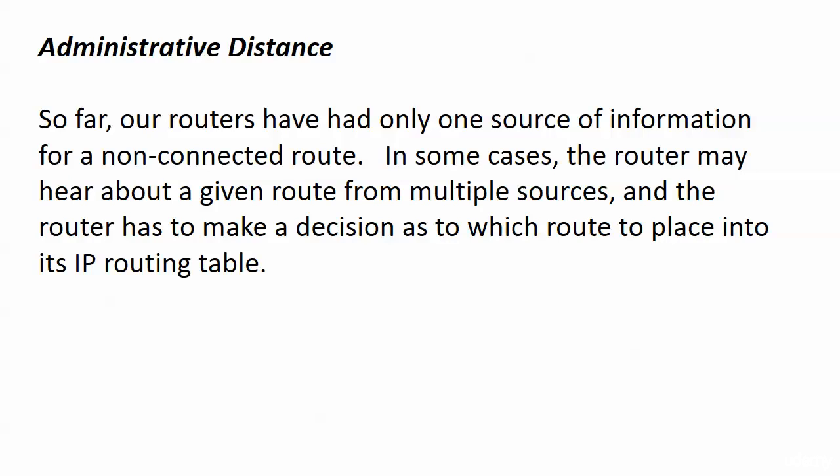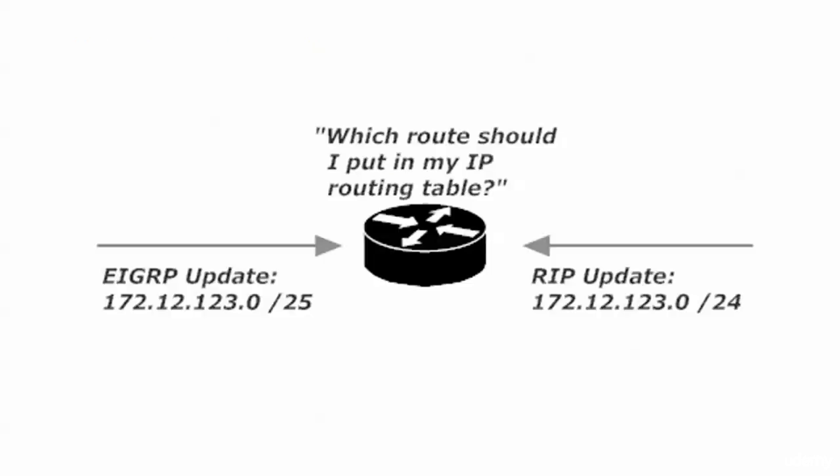So far in our labs, our routers have only had one source of information telling them about a non-connected route. It may have been a static route, it may have been a RIP route, but there was no choice that had to be made. But in some cases, especially in production networks, a router may hear about a given route from multiple sources, and the router's got to make a decision as to which route to place into its IP routing table and which protocol is going to be used to handle traffic for that destination.